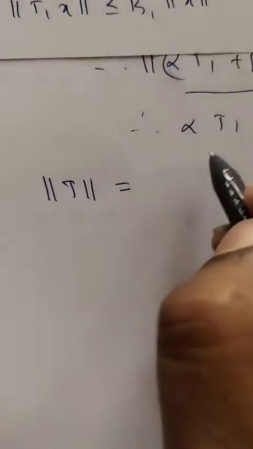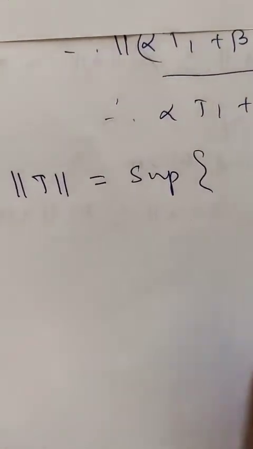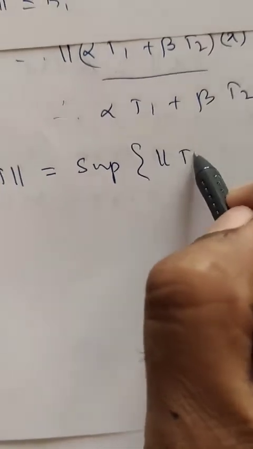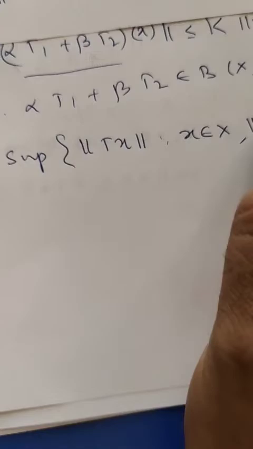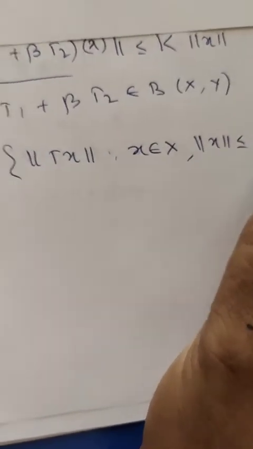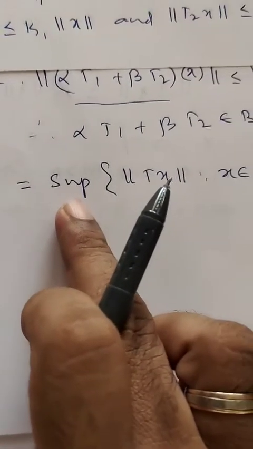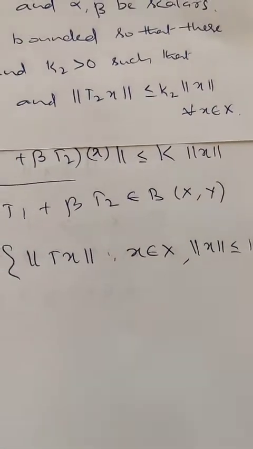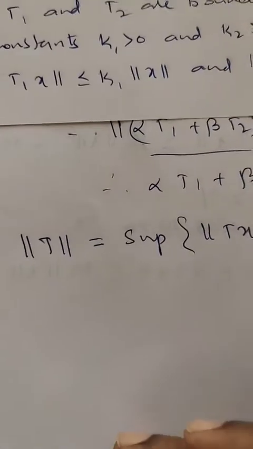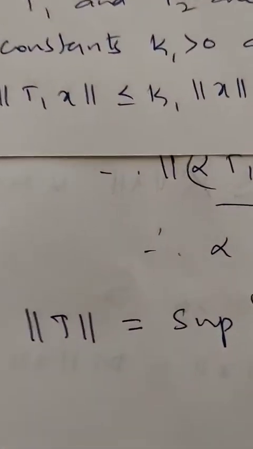It takes a little time. What is the norm? I can define it on T in B(X,Y). This is the standard norm. I will take the norm of T equal to the supremum of norm of T of x such that x belongs to X, norm of x is less than or equal to 1. We need to prove this is a norm on B(X,Y), so that B(X,Y) becomes a normed linear space. Let's look at each of the conditions.